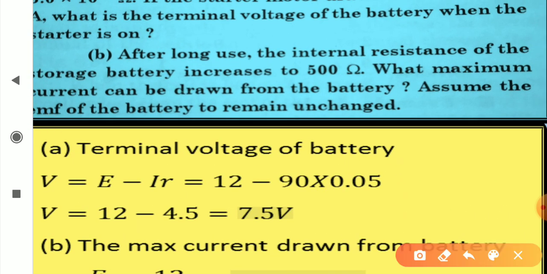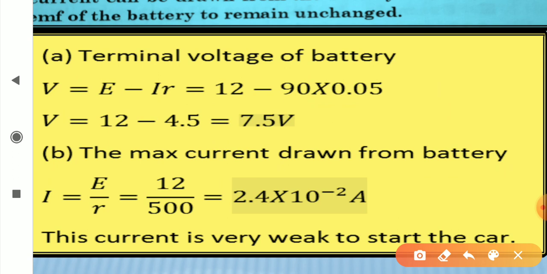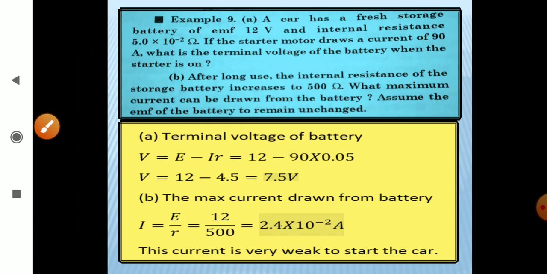तो आपने देखा कि कार को स्टार्ट करने के लिए 90 एम्पियर की करंट चाहिए, और अगर इसका इंटरनल रेजिस्टेंस इतना ज़्यादा हो जाता है तो करंट हो गई 2.4 into 10 to the power minus 2 ampere. So small. So this current cannot start your car and it needs to be recharged. उसको चार्जिंग की ज़रूरत पड़ेगी.